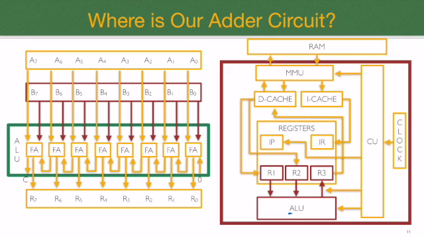Here is the arithmetic logic unit. The adder circuit, or addition circuit, is one of the circuits that exists in the arithmetic logic unit in the CPU. So how does the addition operation perform? We had seen that an addition circuit consists of x number of full adders, where x is the number of bits that we want to add.